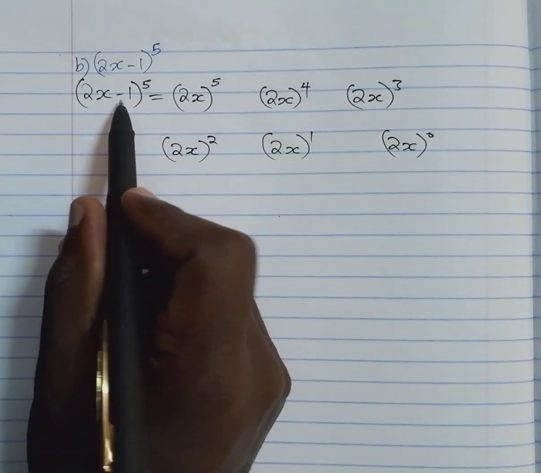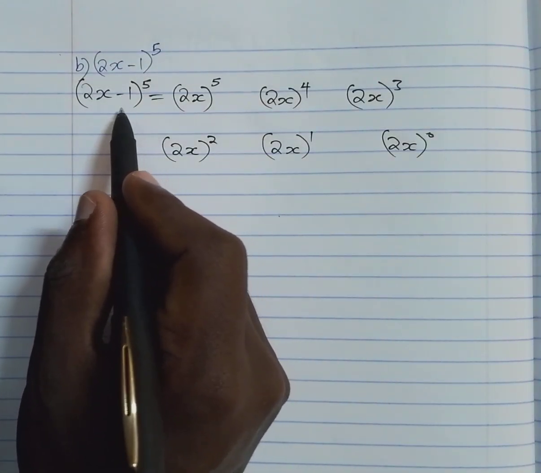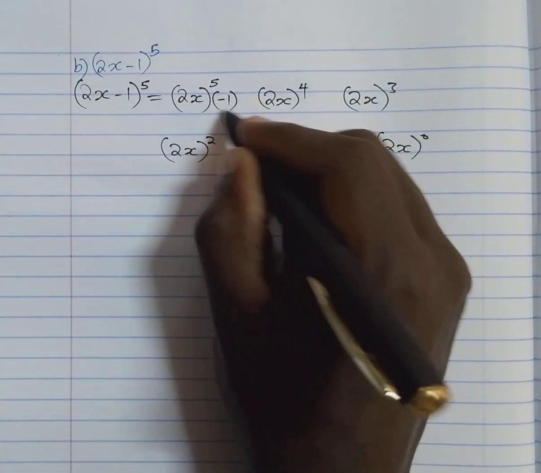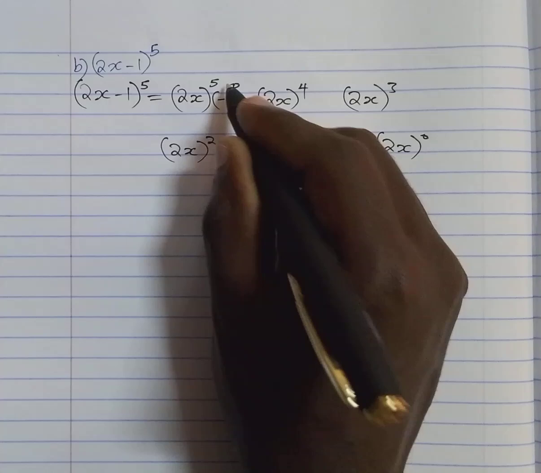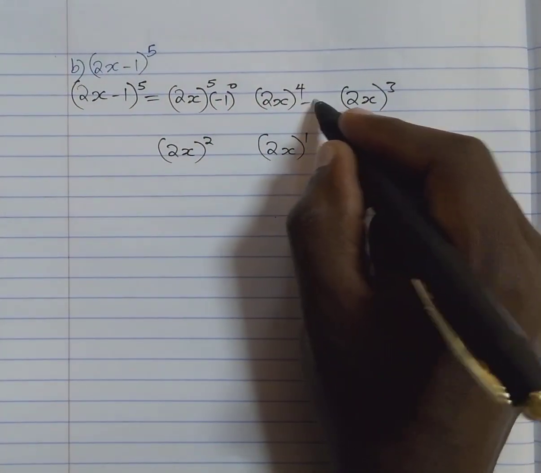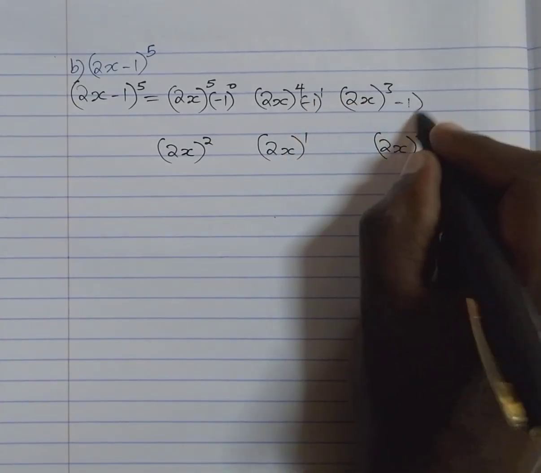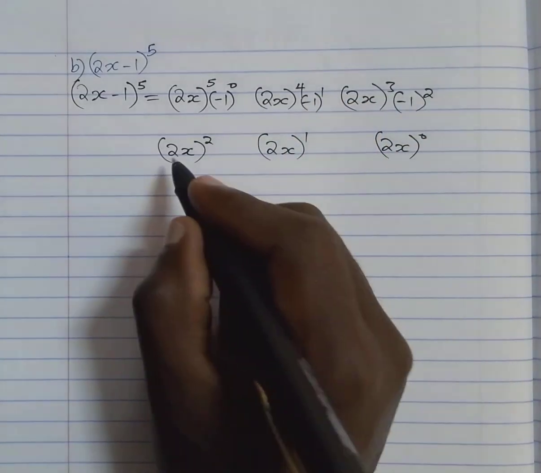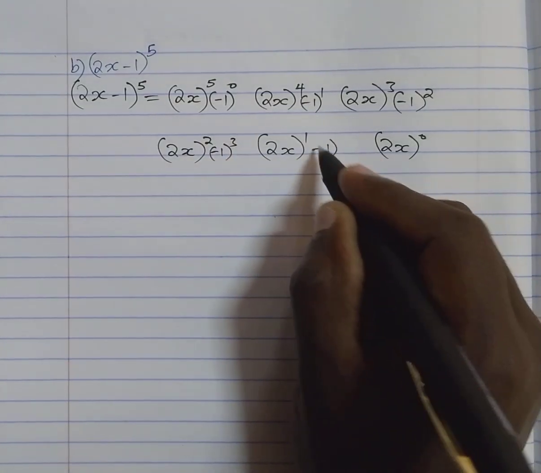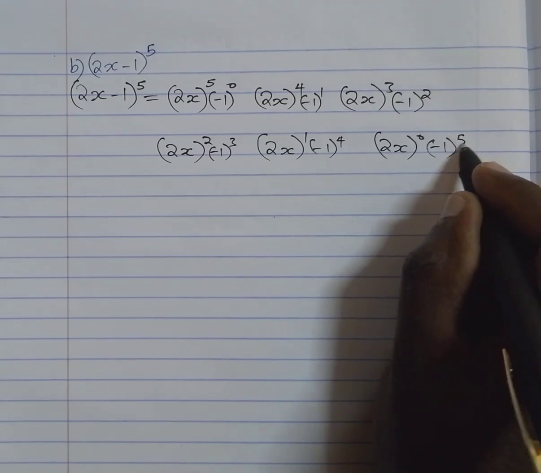Afterwards, we go to the second term. The second term here, you realize that it is a negative. We have negative 1 here. So we are going to put the negative 1 from here, and then we add the power. Here the power is 0. We go to the next one, negative 1. We add 1 to the power. We'll have negative 1 to the power 1, negative 1 to the power 2, negative 1 to the power 3, negative 1 to the power 4, and finally negative 1 to the power 5.